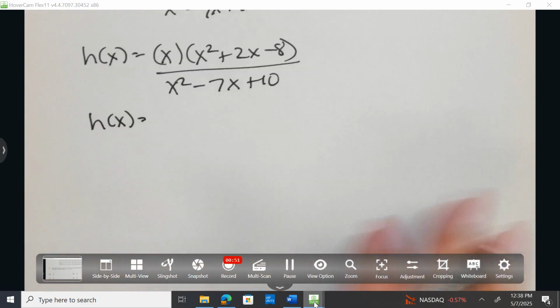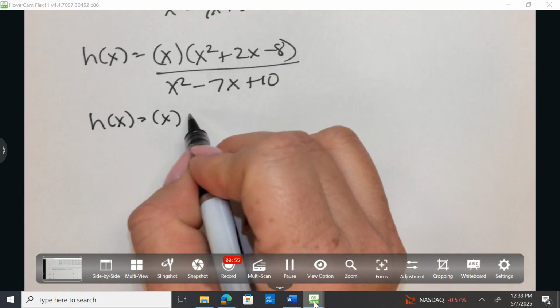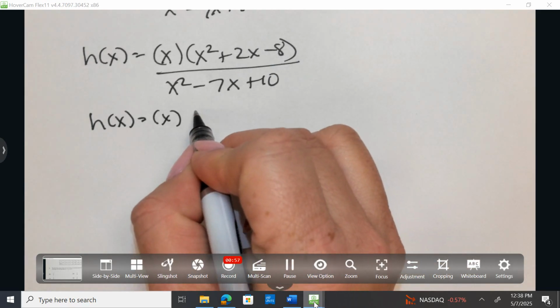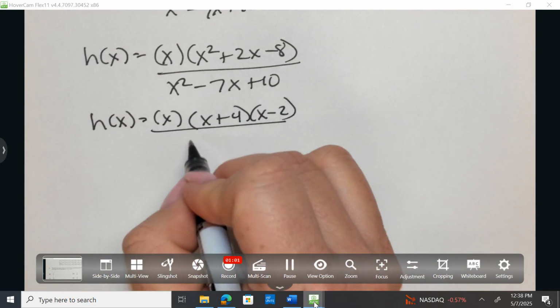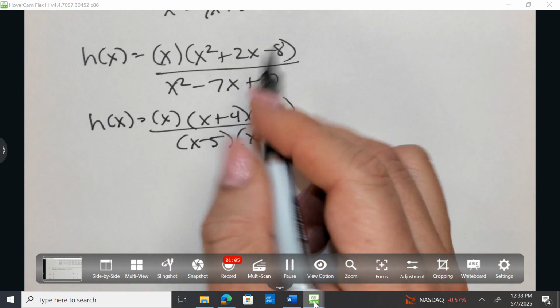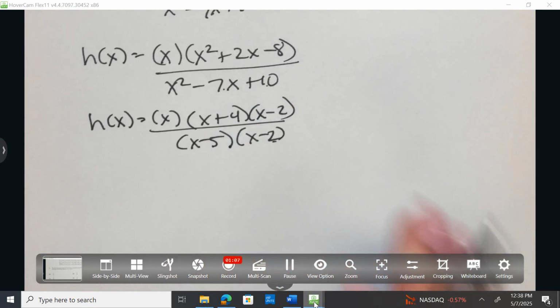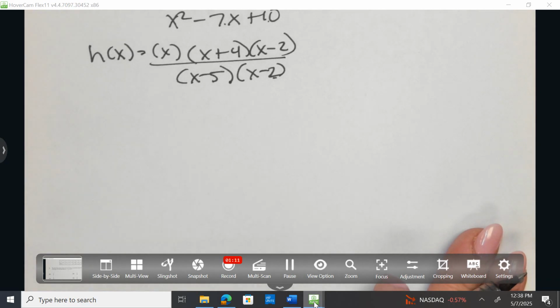And then we're asking ourselves what two quantities multiply to equal negative 8 and combine to equal positive 2. That's going to be x plus 4 and x minus 2, and in the bottom will be x minus 5 and x minus 2. Negative 5 and negative 2 multiply to give you 10 and combine to give you negative 7. Okay, so what do we know about this graph?